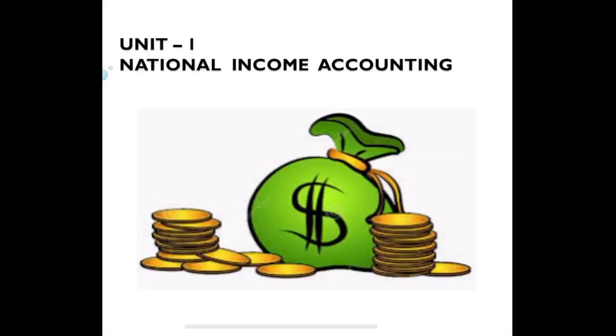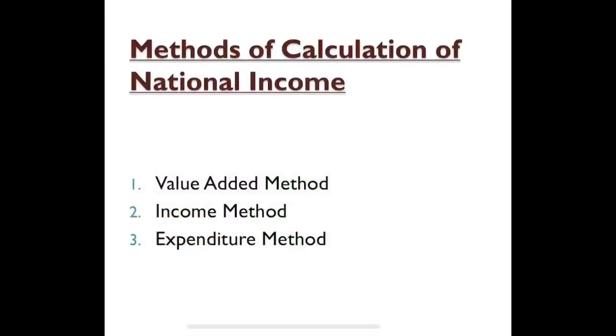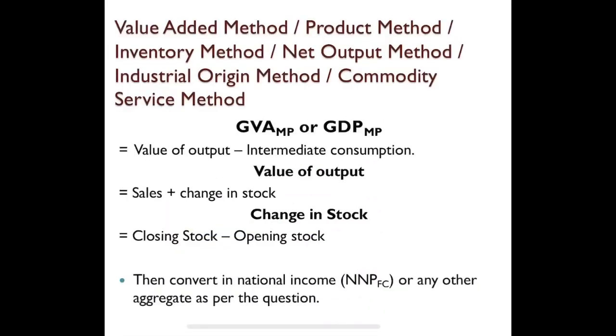In this video, I will teach you about the three methods of calculation of national income accounting. So let's move to the value added method. Value added method is talking about the value additions. Value additions mean whatever raw material you have got, you have done something on that leads to the value addition. That means you have added value to that, which means this particular method talks about the production.